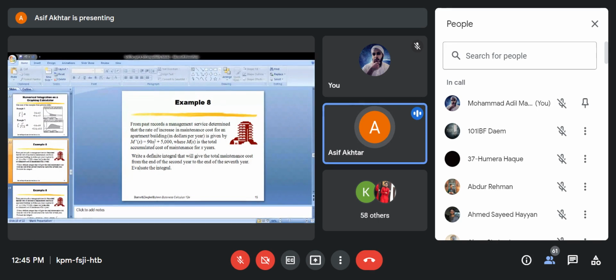Will you please tell me what is the integration of 90x square? 90x cube by 3. So 30x cube. 90x cube by 3, which is 30x cube plus 50,000x. क्या सब लोग बताइए जो लोग पहली बार इंटीग्रेशन कर रहे थे, आर यू ऑल कंफर्टेबल? आर यू एबल टू कैलकुलेट द इंटीग्रेशन नाउ?